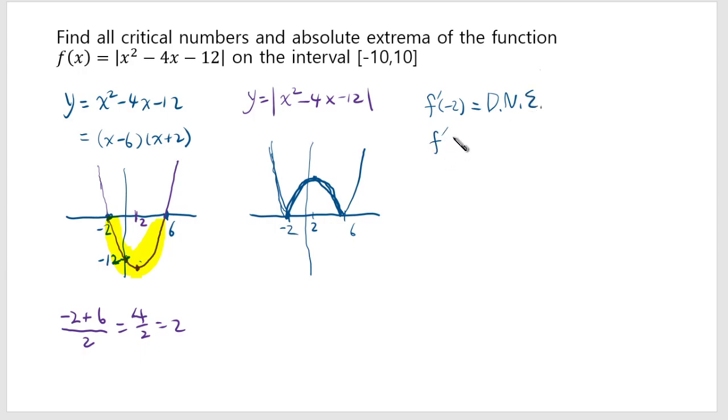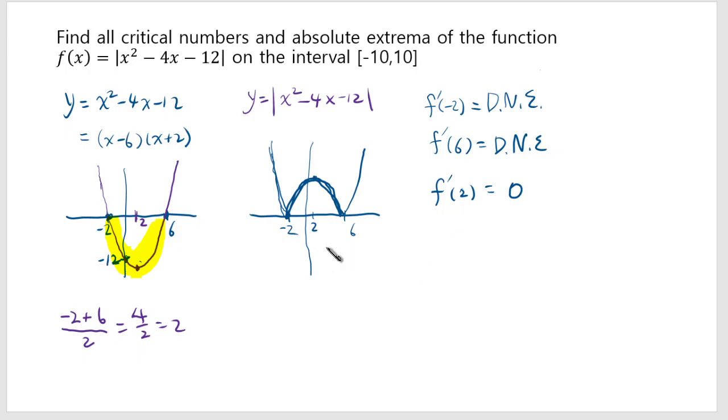Also, f prime of 6 does not exist for the same reason. There's a sharp turn, right? And furthermore, we also know that f prime of 2 has a horizontal tangent line, so it should be 0.